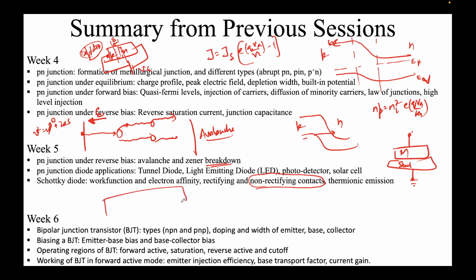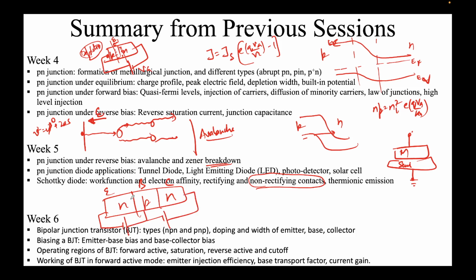Then we saw our second kind of device, the BJT, where we talked about the NPN flavor. This is the emitter, this is the base, this is the collector. We saw that the emitter should be doped high, the base should be doped low, and the collector even lower, and we can bias it in different ways. So 2 times 2, 4 ways it can be biased, and we saw the 4 regions: forward active, saturation, reverse active, and cutoff. We were most interested in when emitter-base is forward biased and base-collector is reverse biased.